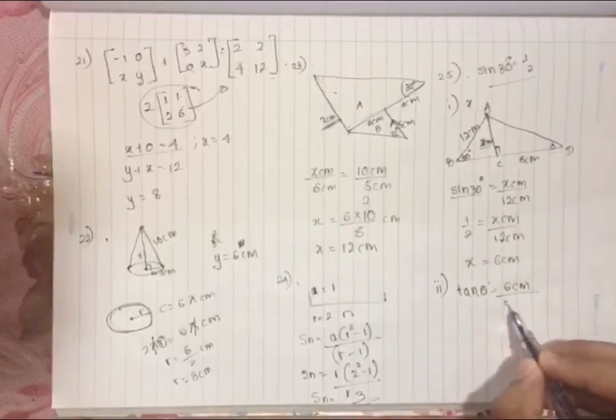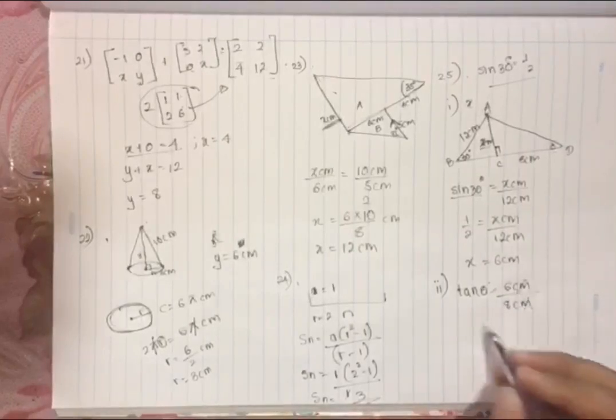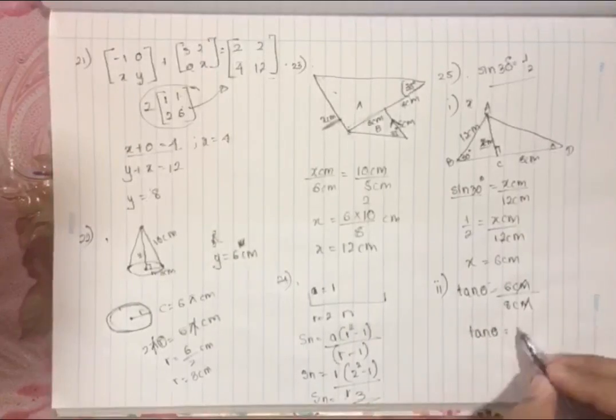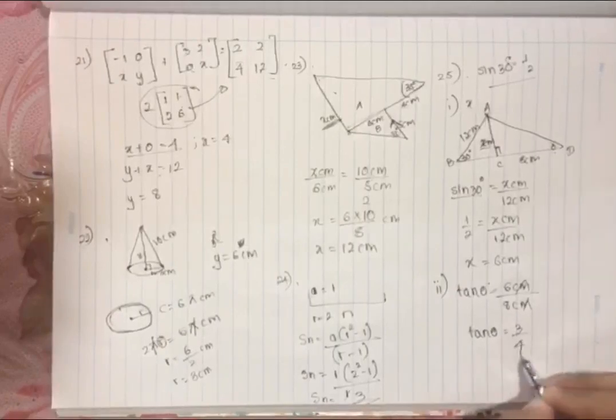Adjacent, it's 8 centimeters. Therefore you can simplify it further. Tan theta is equal to 3 over 4. That's all.